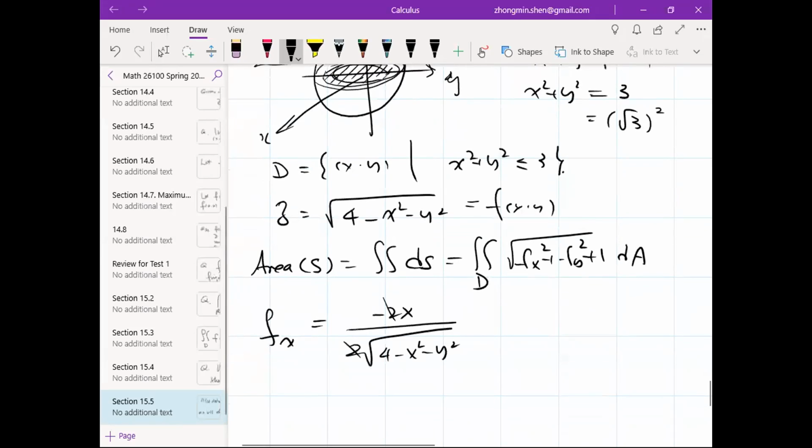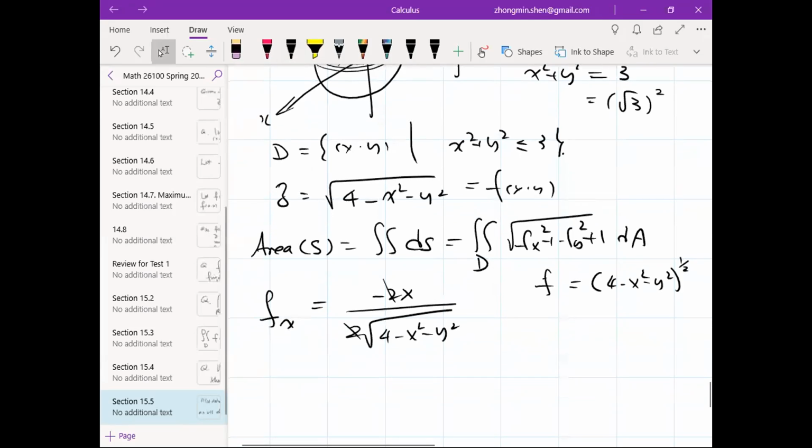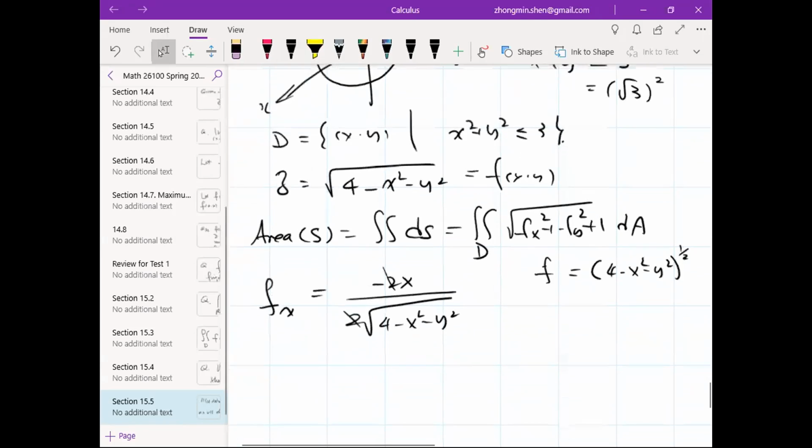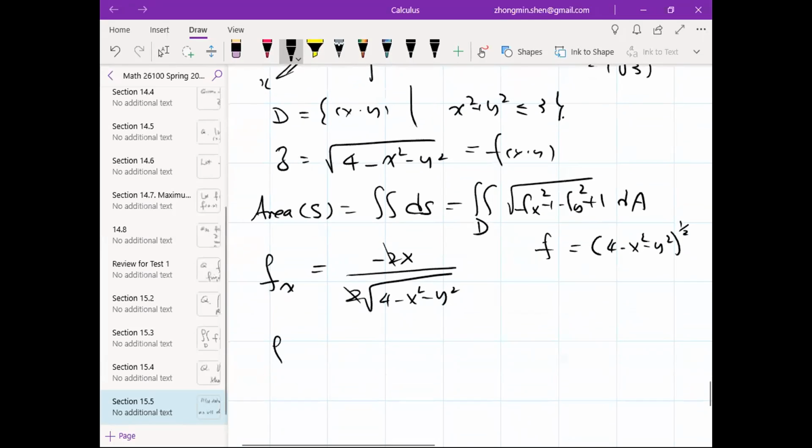Yes. So the function f is going to be 4 minus x squared minus y squared to the 1/2. When you differentiate, you take 1/2 down, then 1/2 minus 1 is negative 1/2, so you get a square root in the denominator. Then you differentiate with respect to x, where the inside is negative 2x. Okay, so you get this. Then you get the y.